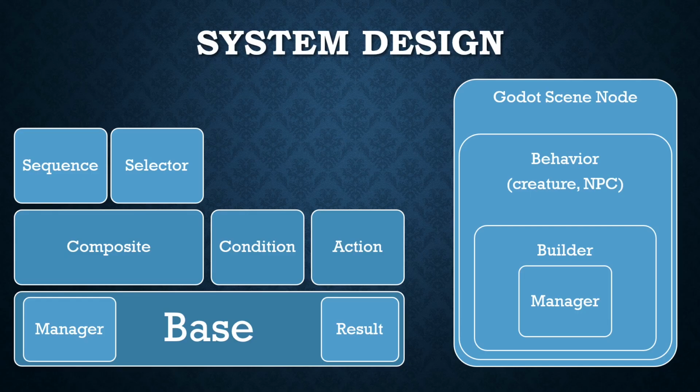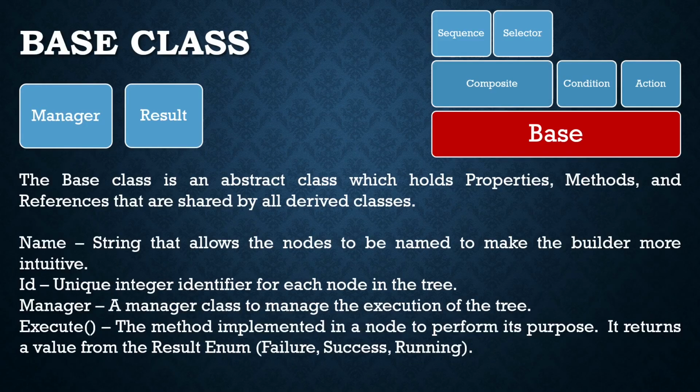So let's start with the base class. The base class is an abstract class which holds properties and methods, and it references a couple of classes that are shared by all the derived classes. It has a name property, which is a string that allows the nodes to be named. That just makes the builder more intuitive. You'll see that in a little bit.